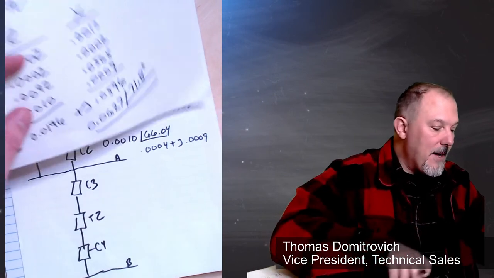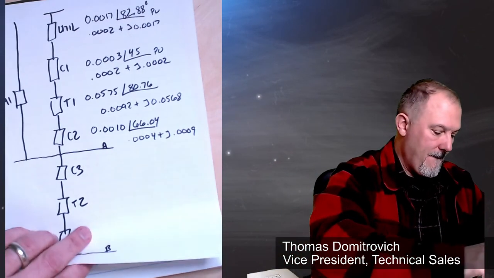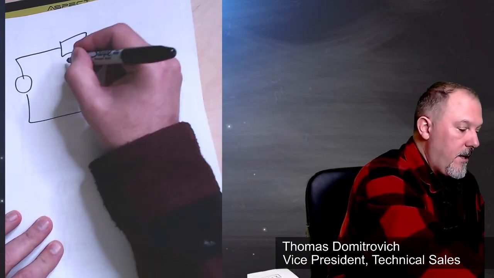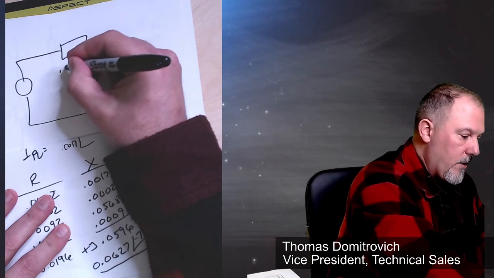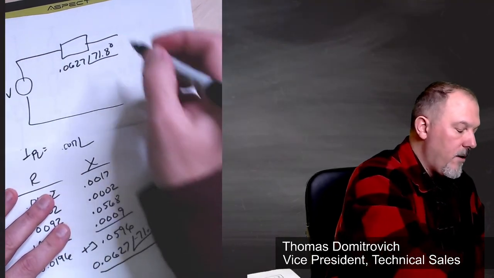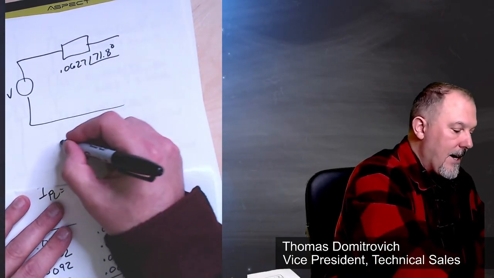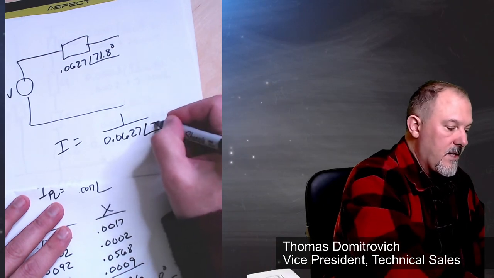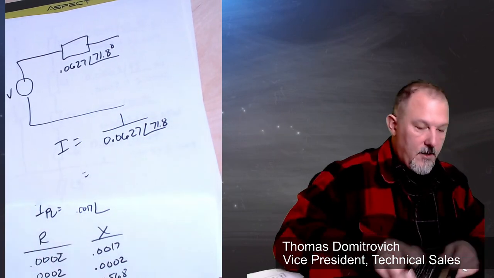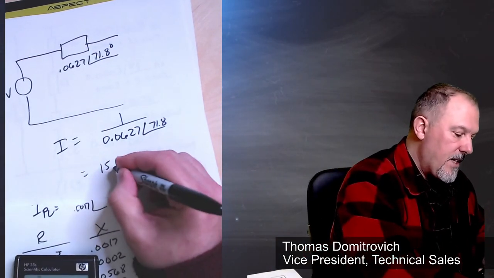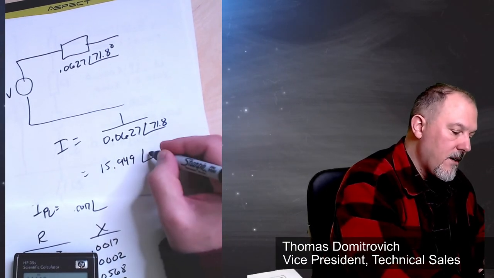Now, to calculate my per unit at bus A, we have a Thevenin equivalent. That impedance is 0.0627 at an angle of 71.8 degrees. 1 volt. I is equal to 1 over 0.0627 at an angle of 71.8. Drum roll, please. 1 over 0.0627 is 15.949 at an angle of negative 71.8.